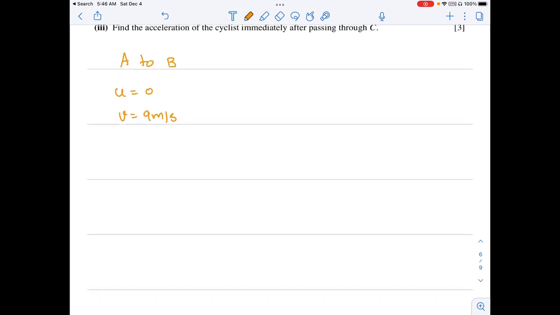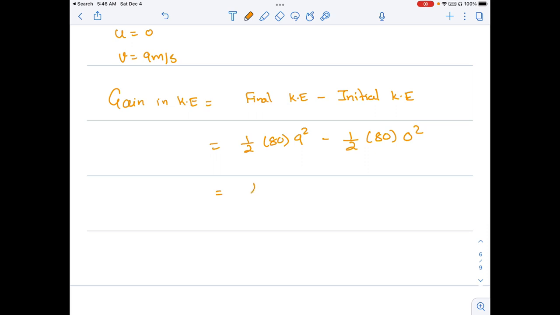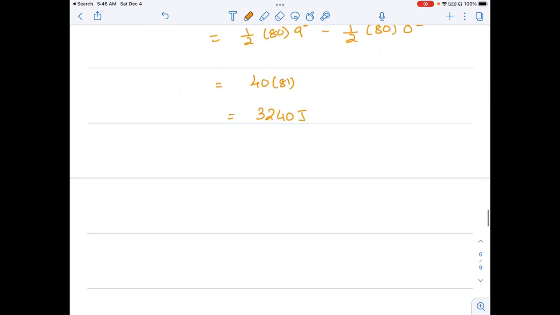So, gain in kinetic energy. How do I find it out? Final kinetic energy minus initial kinetic energy. Final kinetic energy is half times mass, 80, times 9 squared, minus initial kinetic energy, half times 80 times 0 squared. So that gives me 40 times 81, which is 3240 joules. That is the gain in kinetic energy. Now what should I do? I should be finding the loss in the potential energy.